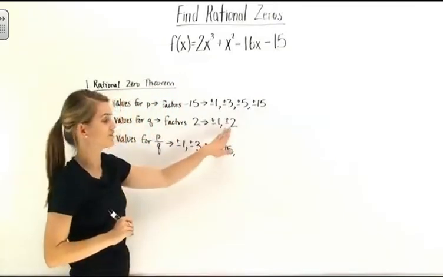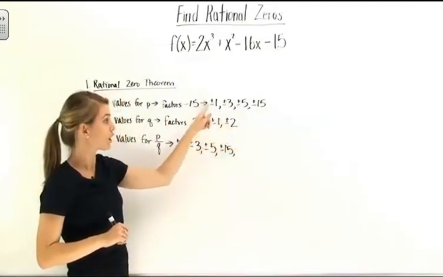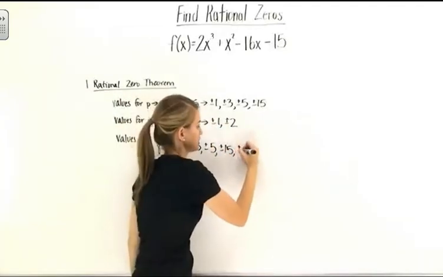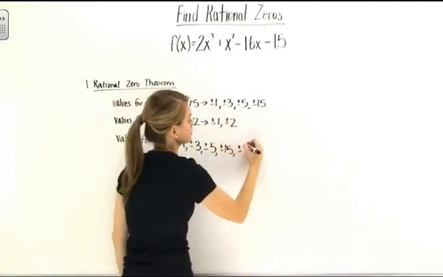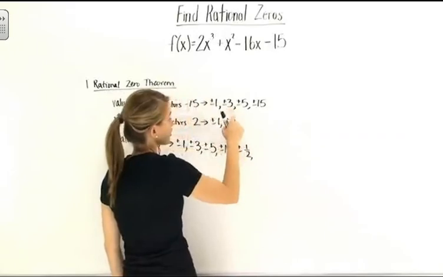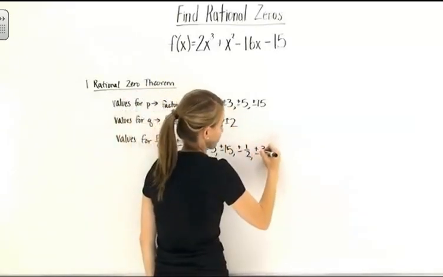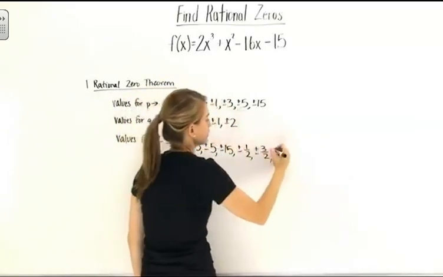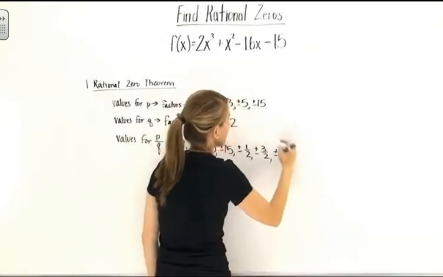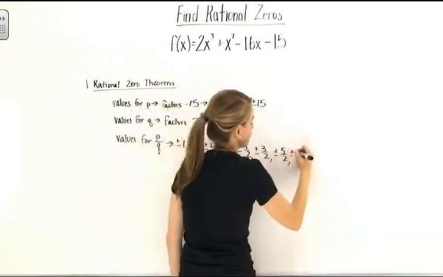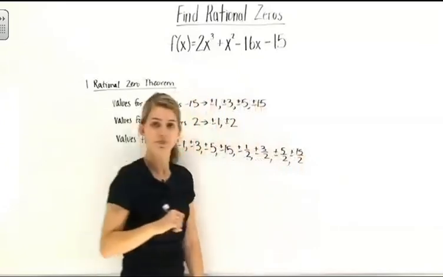Now let's go ahead and look at dividing by 2. Again, our plus or minus is going to give a plus or minus answer. 1 over 2, we get 1 half. 3 over 2, we get 3 halves. 5 over 2, we get 5 halves. And 15 over 2, we get 15 over 2.